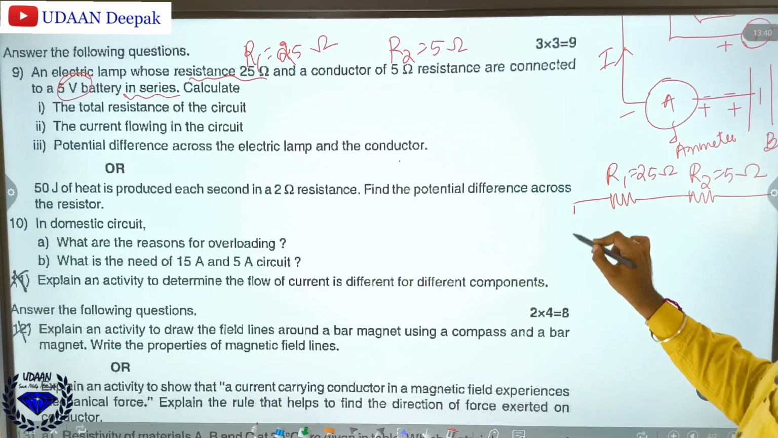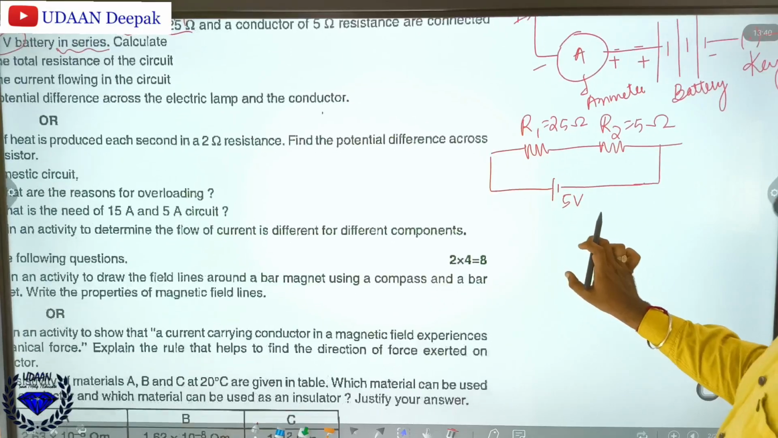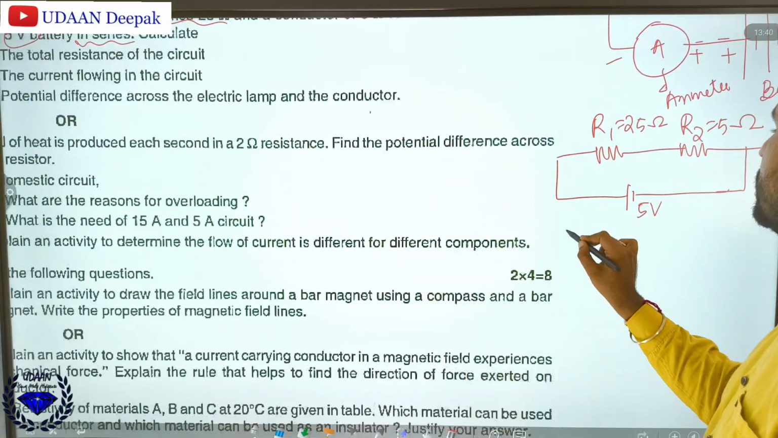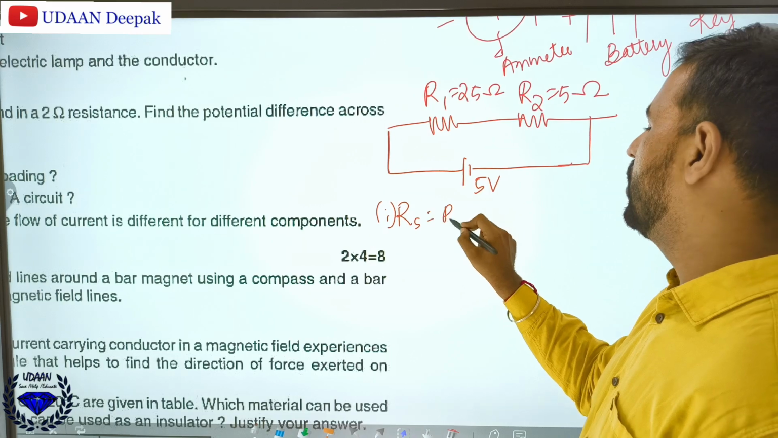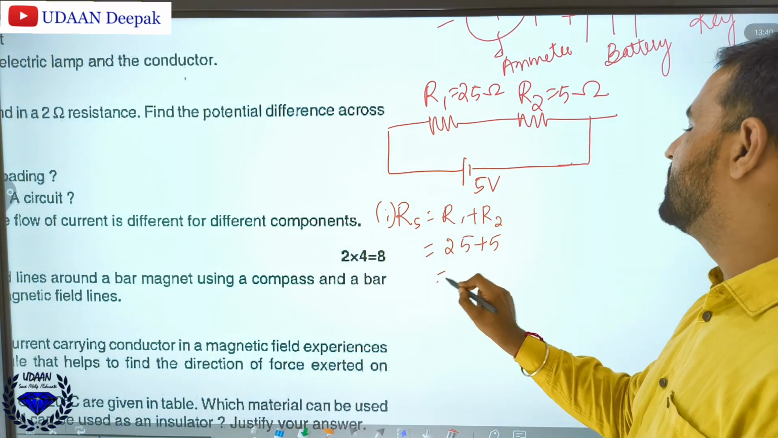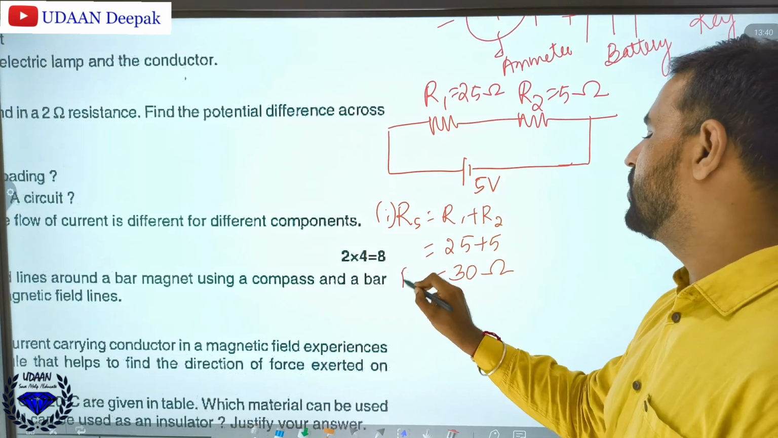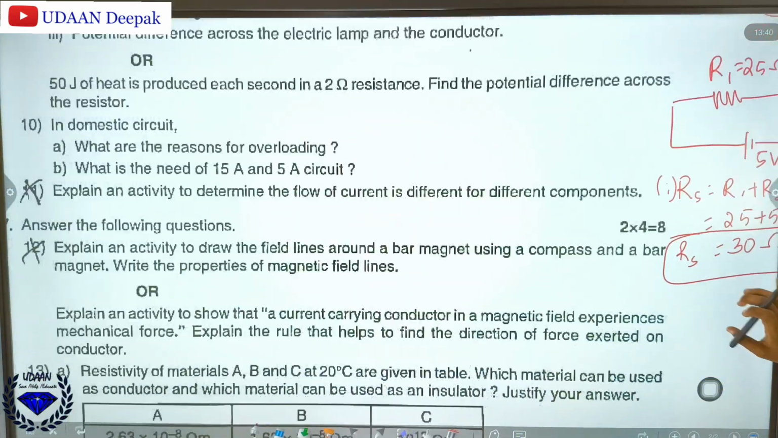They are connected to a battery of how much? It is 5 volt. Okay, simple. Then you should first find the total resistance. So what is total resistance in series? Rs is equal to R1 plus R2. That is 25 plus 5. The answer is 30 ohm. So the total resistance in series is 30 ohm.